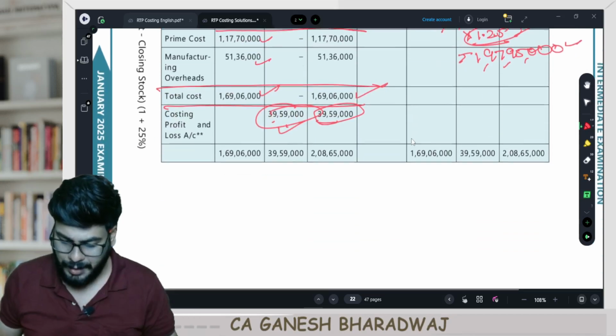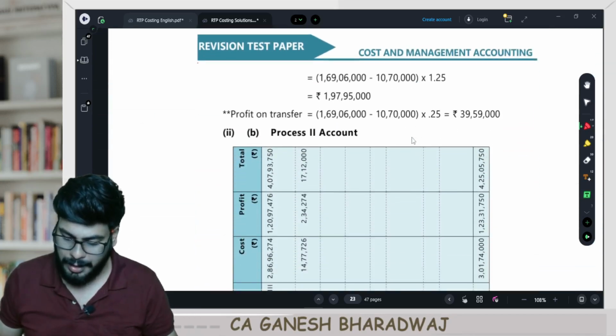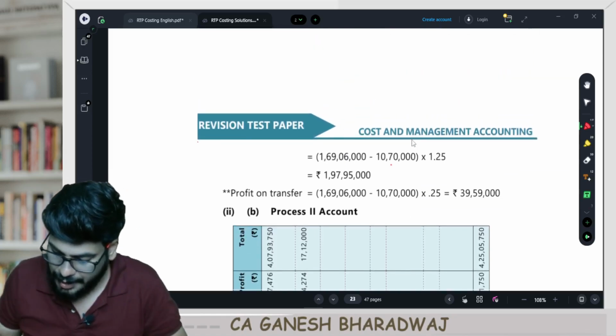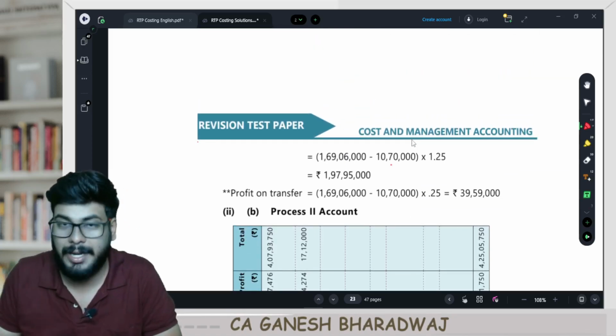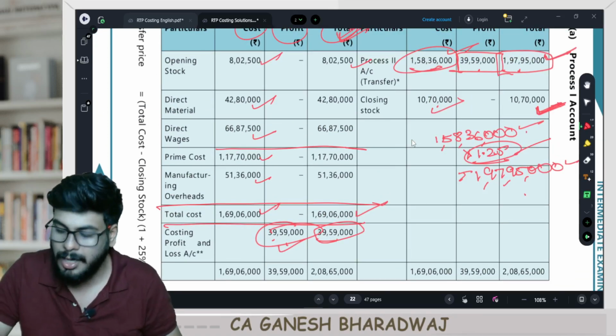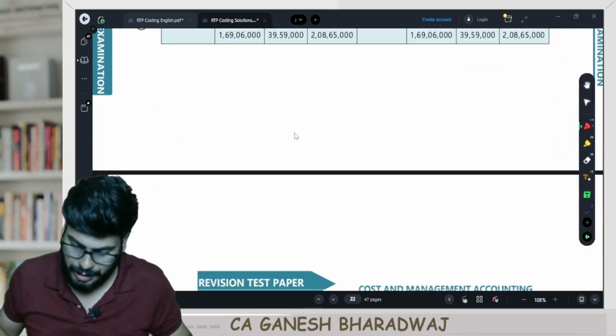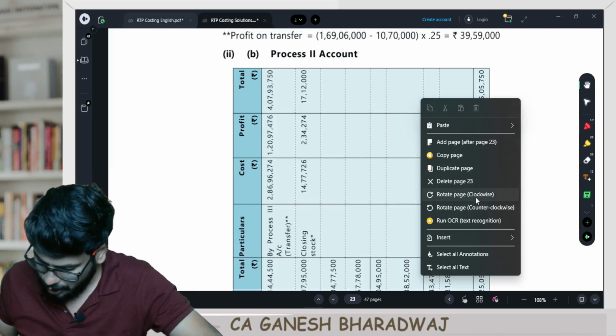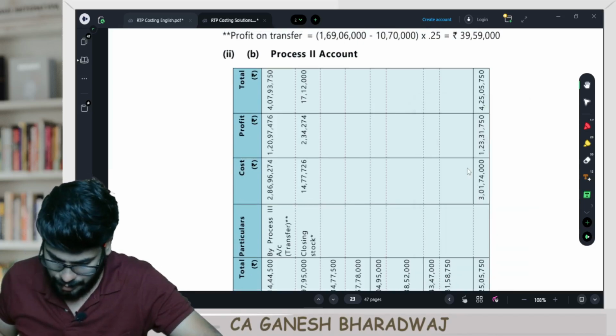Right? Now let's go on to the next one. This is exactly what they have mentioned. Look, the calculation that I did, 169,06,000 minus 10,70,000 into 1.25. That is exactly what they have done here and arrived at the figures. Are you clear with this, guys? Now let's move on to the next one. Okay. I'll just rotate this.